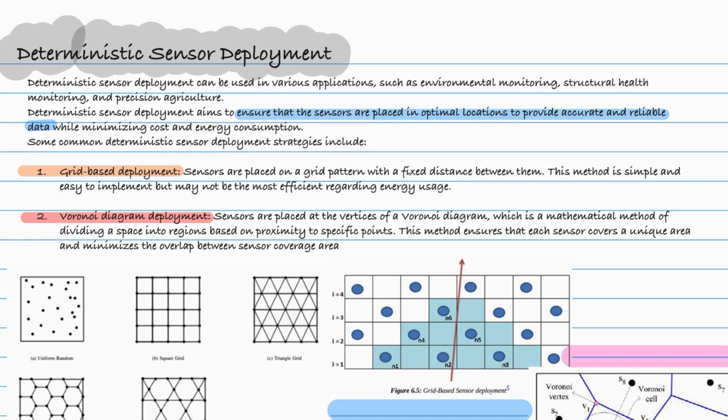Whereas we have Voronoi diagram deployment. This is a sophisticated algorithmic approach. A computer model takes a target space and mathematically slices it into different geometrical regions called cells based on the proximity to a specific point. Each sensor node acts as the generator, or heart, of its own Voronoi cell.